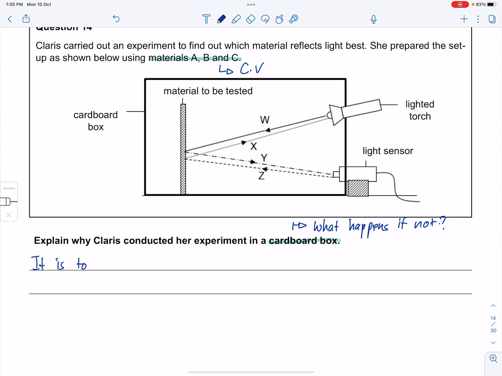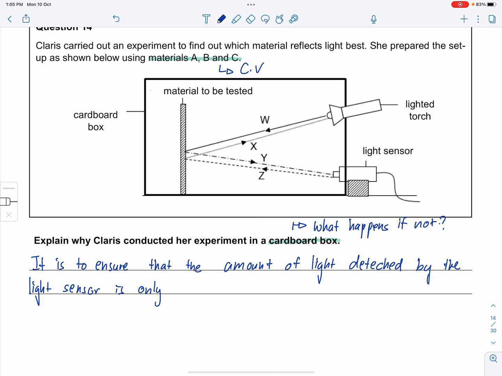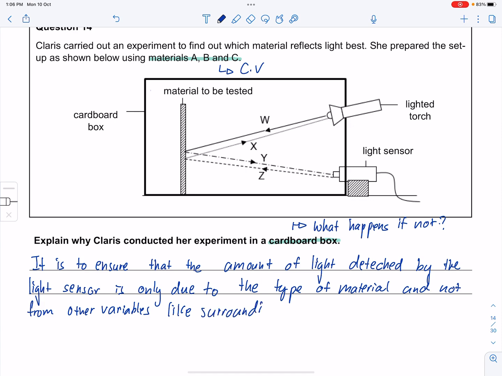Okay, it is to ensure that the amount of light detected by the light sensor is only due to the type of material and not from other variables like surrounding light.